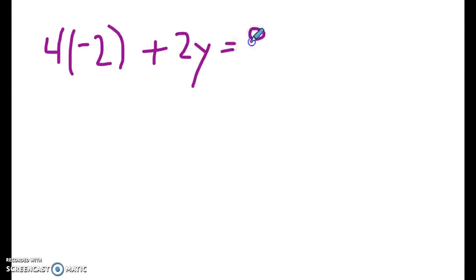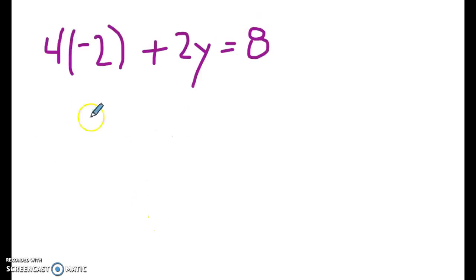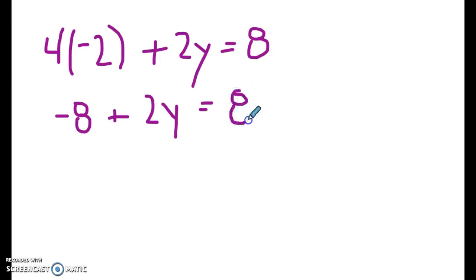Now I'm going to follow the order of operations, and I'm going to do everything I need to do to get the y by itself, because I'm trying to figure out what is the y going to be when I put in -2 for x. So, okay. 4 times -2 is -8 plus 2y equals 8. Well, I want to do everything I can to get the y by itself. So I need to undo what I'm doing to it. Well, I'm multiplying it times 2, but first I need to get rid of this plus -8.